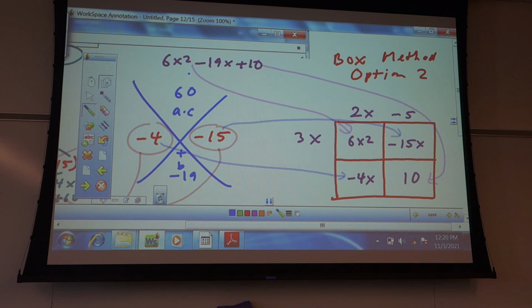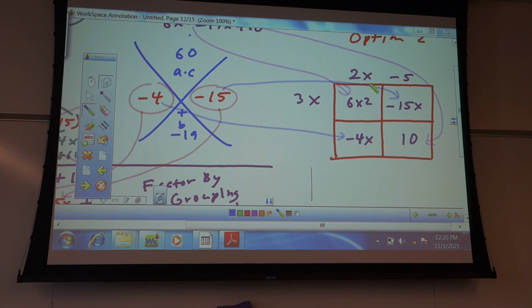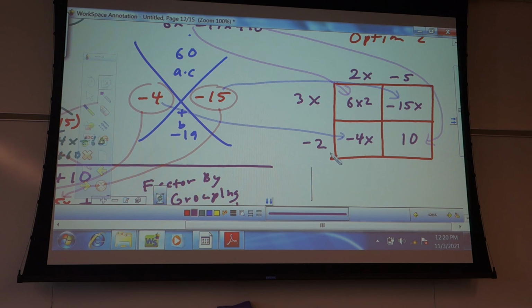Now the bottom one here: 2x times what gives me negative 4x? Negative 2. Or you can just factor out what you can out of negative 4x and 10. Either way works, but you have to be careful about the sign, negative 2. And the last one is a check: if I multiply negative 2 times negative 5, do I get 10? Yes, so now we know we have the right numbers.